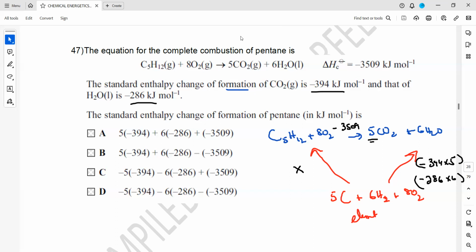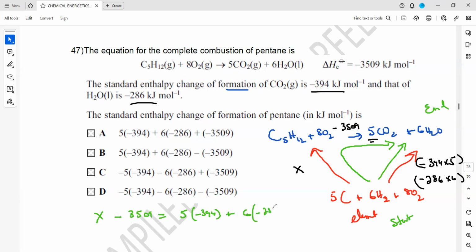So when we follow the route, the elements forming the reactant and the reactant forming the product is the same as the elements directly forming the product. So this will be X. Where 2 arrows are pointing out, that is the start of the cycle, and where 2 arrows are pointing in, that is the end of the cycle. So this will be X minus 3509 equals 5 times minus 394 plus 6 times minus 286.